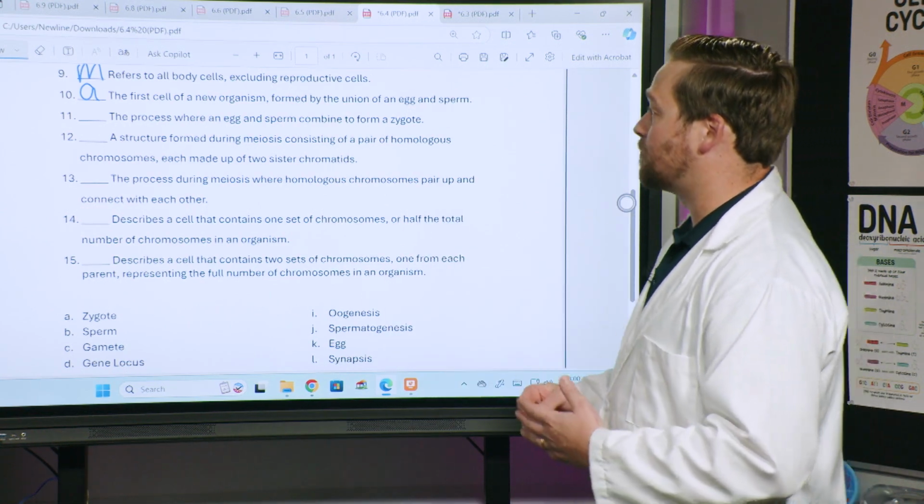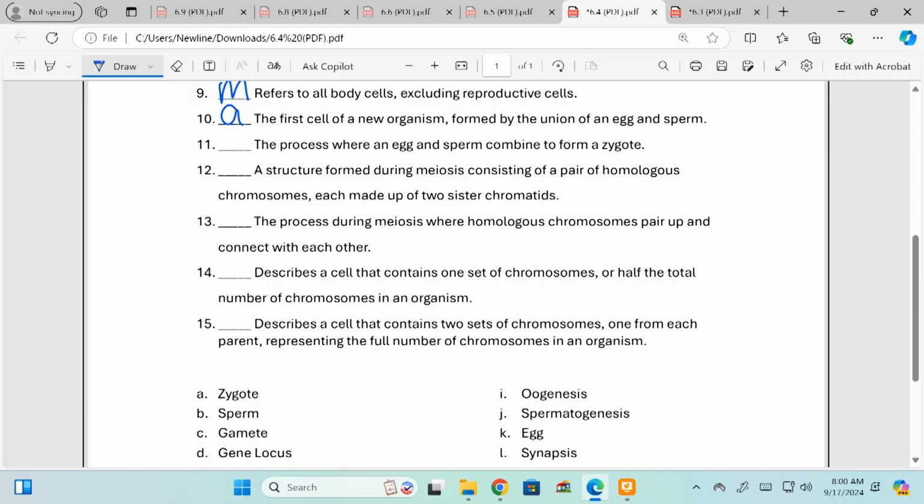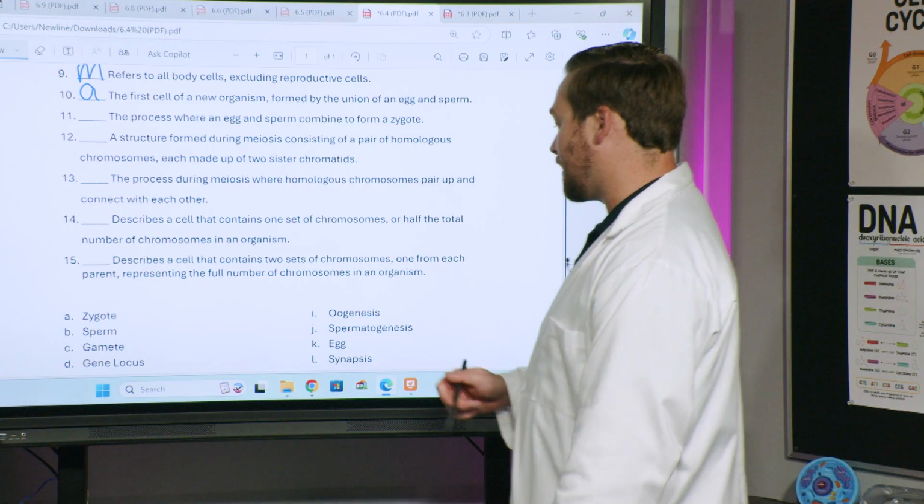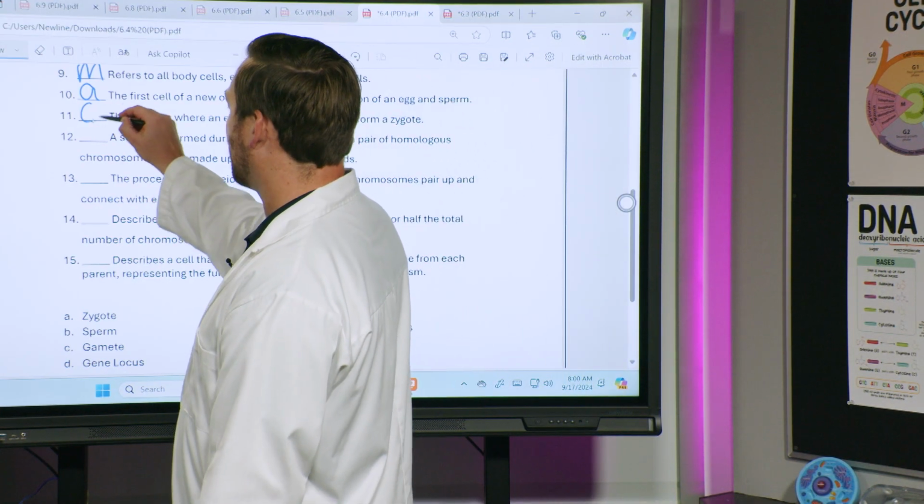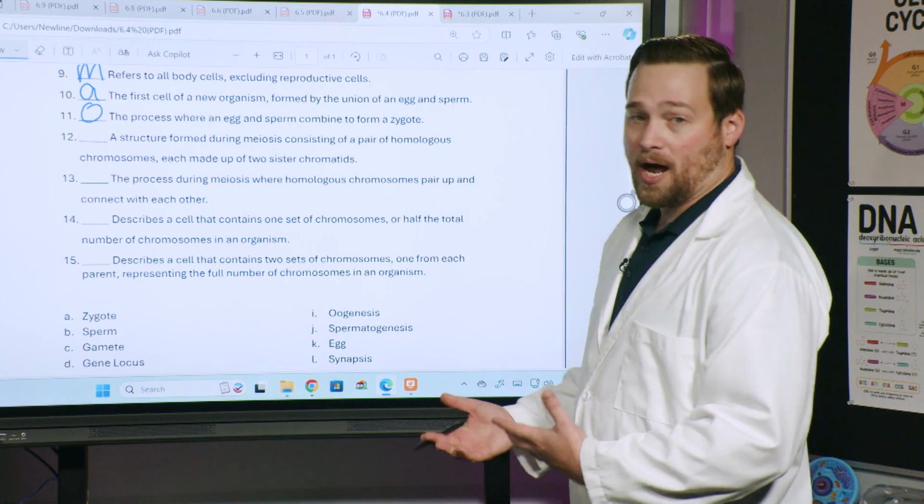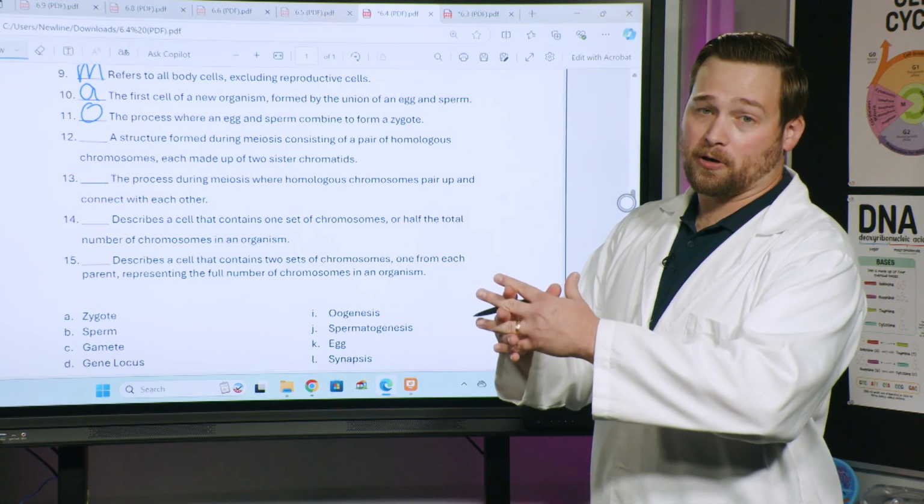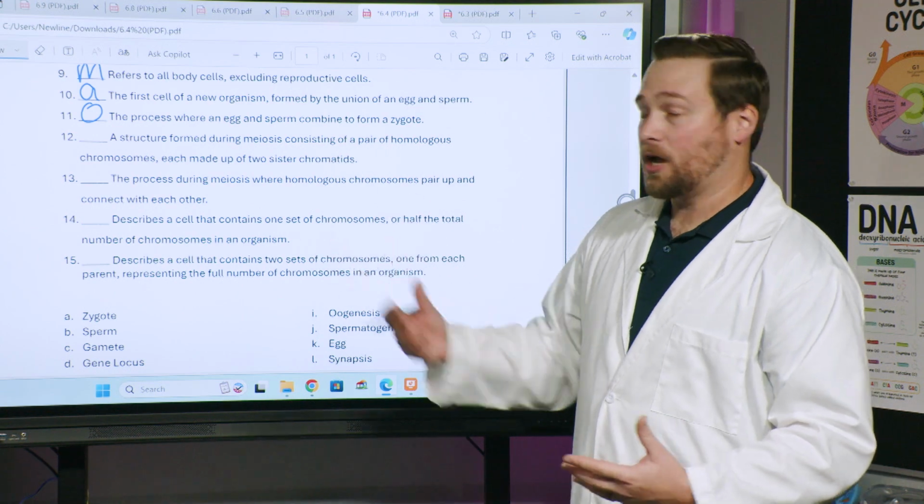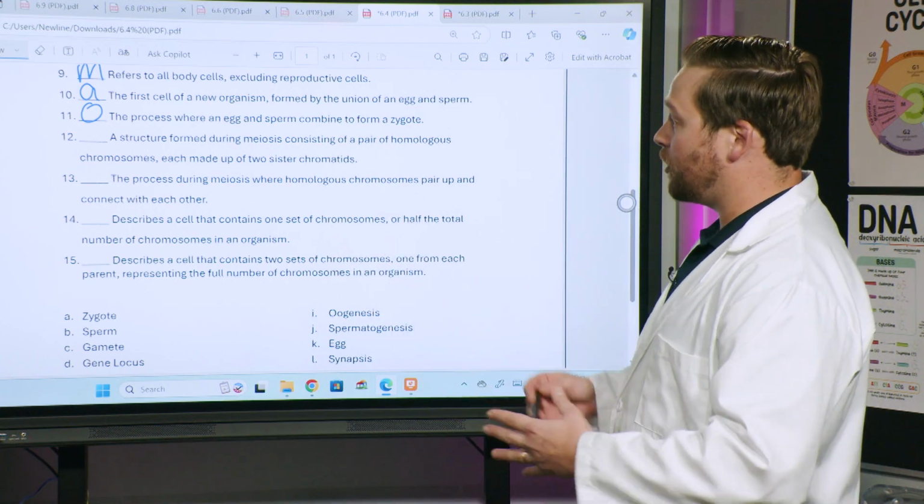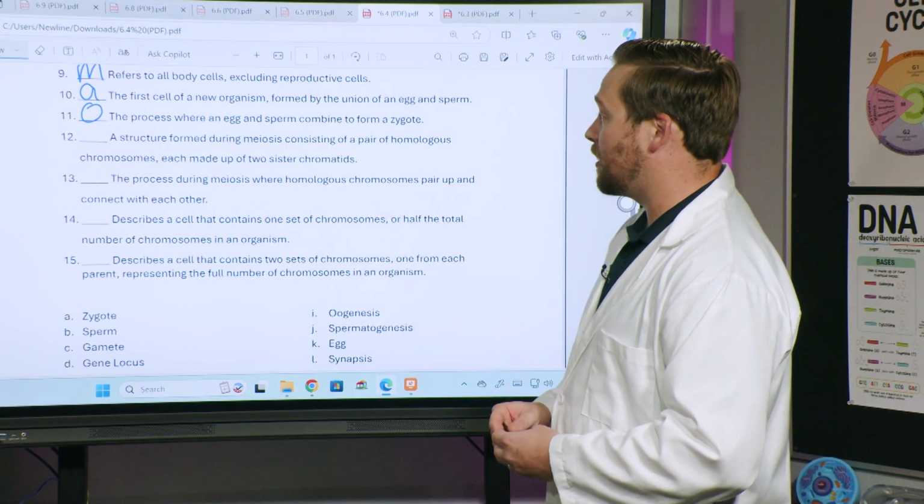All right, 11 says the process where an egg and sperm combine to form a zygote. So this is what I was just talking about. Let's go with O for this one. And this is that fertilization process. Okay, so egg and sperm come together. That's called fertilization. When they fertilize, that's how you get a zygote. Okay. All right, y'all are doing great. We just got a couple more, so y'all hang in there with me.